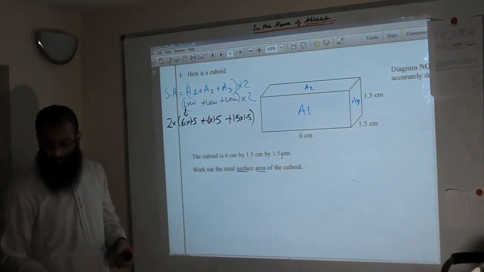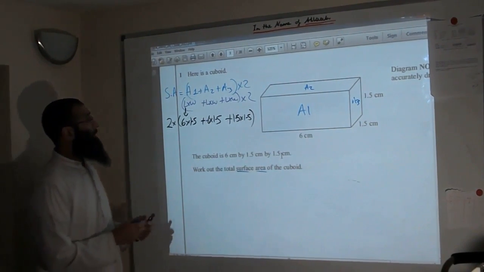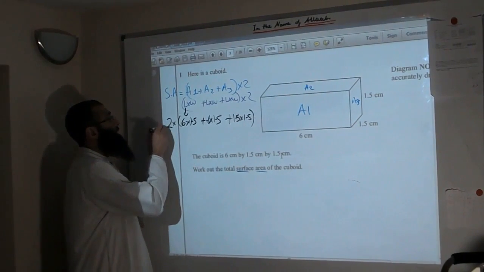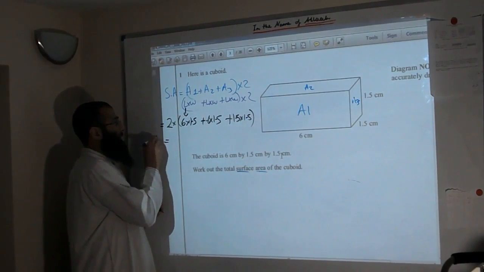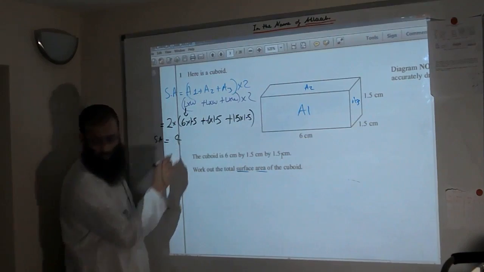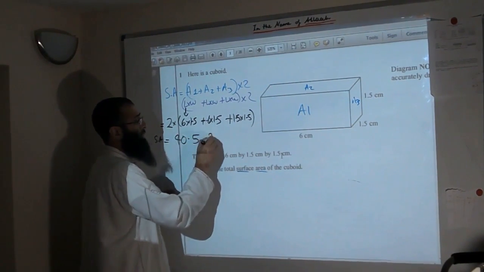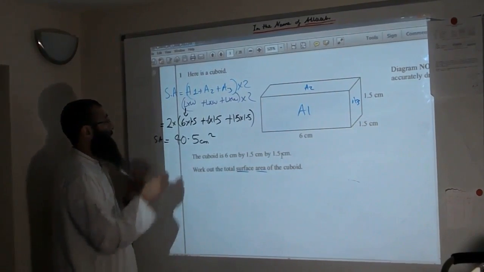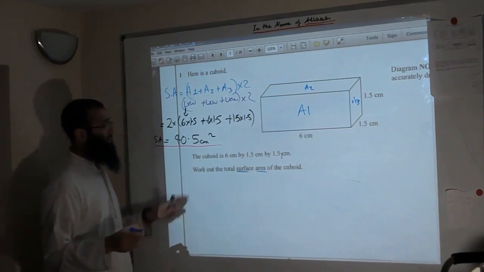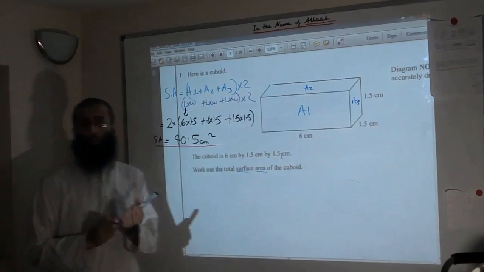Yes, we all got 40.5. Okay, so the answer to that: the surface area is equal to 40.5 centimeters squared, and that is the total surface area of the cuboid.